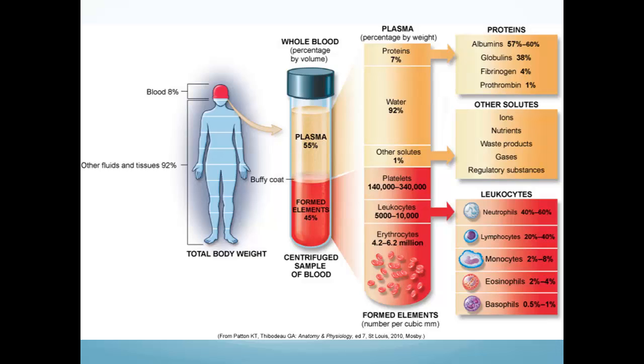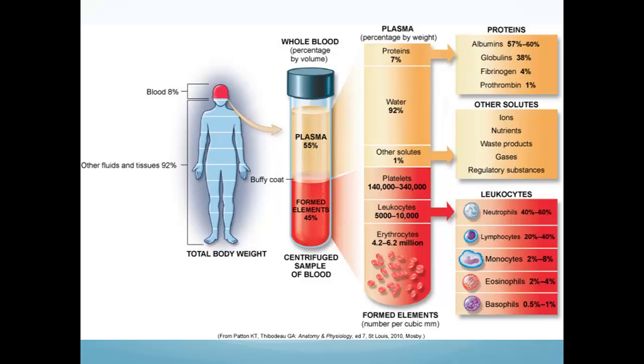Of that blood, we can separate the whole blood. You see the picture there in the middle that has the test tube with whole blood in it. Whole blood contains plasma and other formed elements. Now let's separate those out. The plasma part we can separate into proteins, water, and other solutes. The proteins are primarily albumin, but also globulins, fibrinogen, prothrombin, and then our other solutes: iron, nutrients, waste products, gases, and regulatory substances.